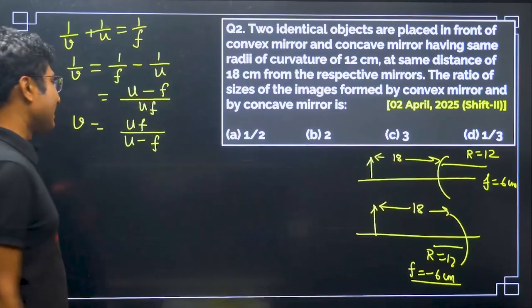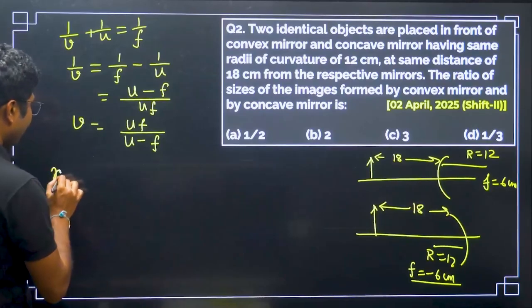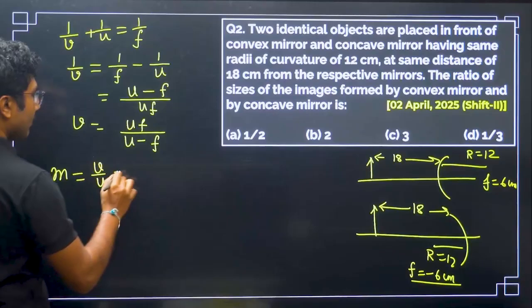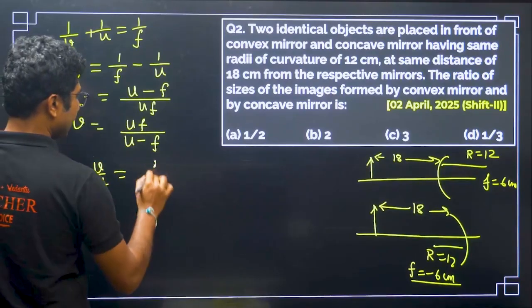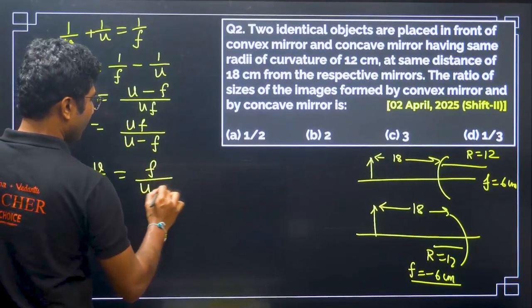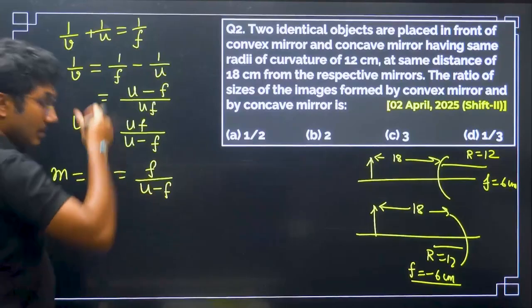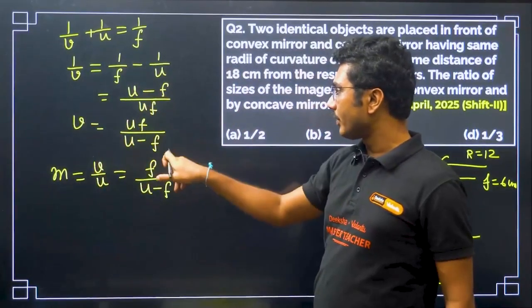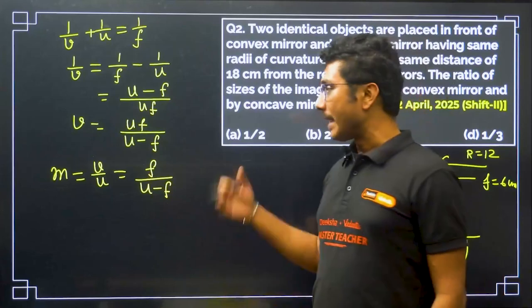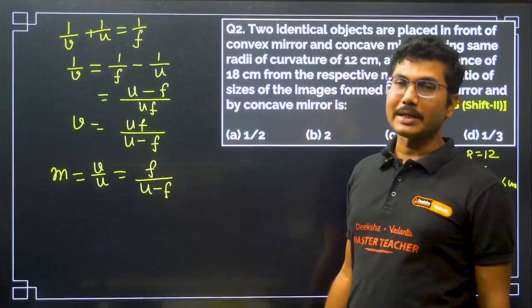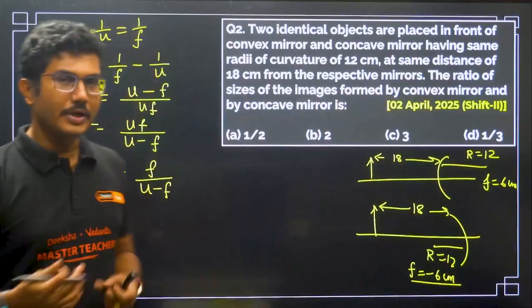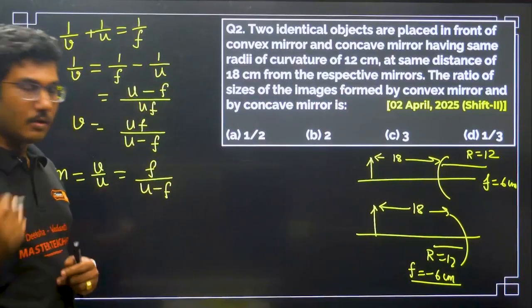Okay, now what is the magnification? Magnification is given by v by u. From this equation we can say it is nothing but f by u minus f, right? So if you divide v by u, one u will be cancelled, so f by u minus f is the magnification. This is the normal expression for magnification in terms of focal length and u. You have to derive this equation from question to question, problem to problem.